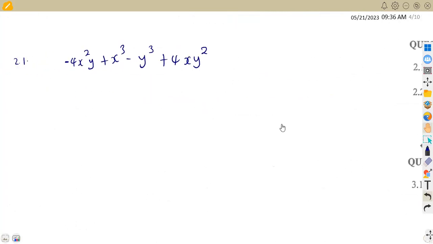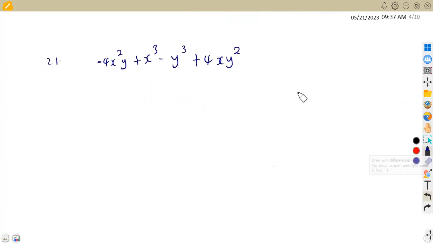Okay, so we are supposed to divide this by x minus y. Here we are going to ask ourselves, can we apply the long division? This was going to be a little bit difficult for us. So here, what this person actually wanted you to do was to factor out and divide later on.